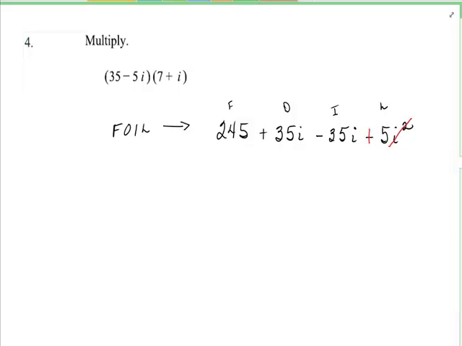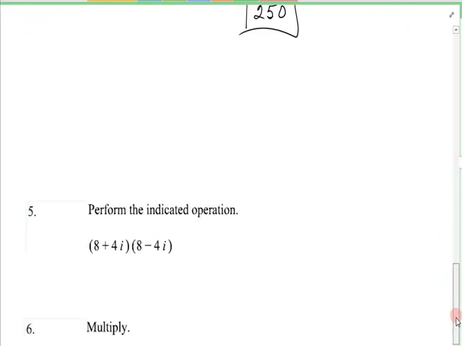So what do I have? I have the real parts of 245 plus 5, which is 250. And the i terms are opposites, so those cancel out. So I got a real product. But remember, a real number is just a type of complex number where the imaginary part is 0.